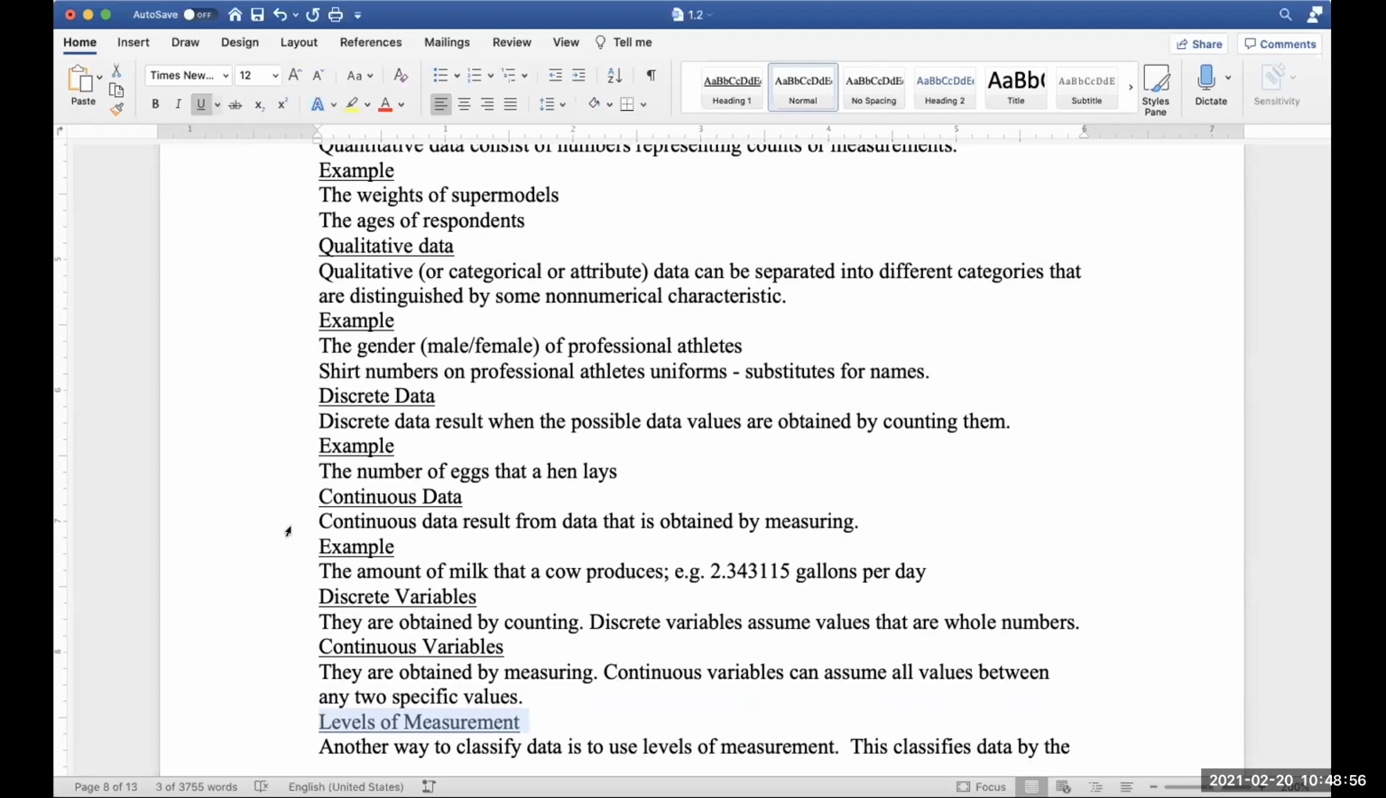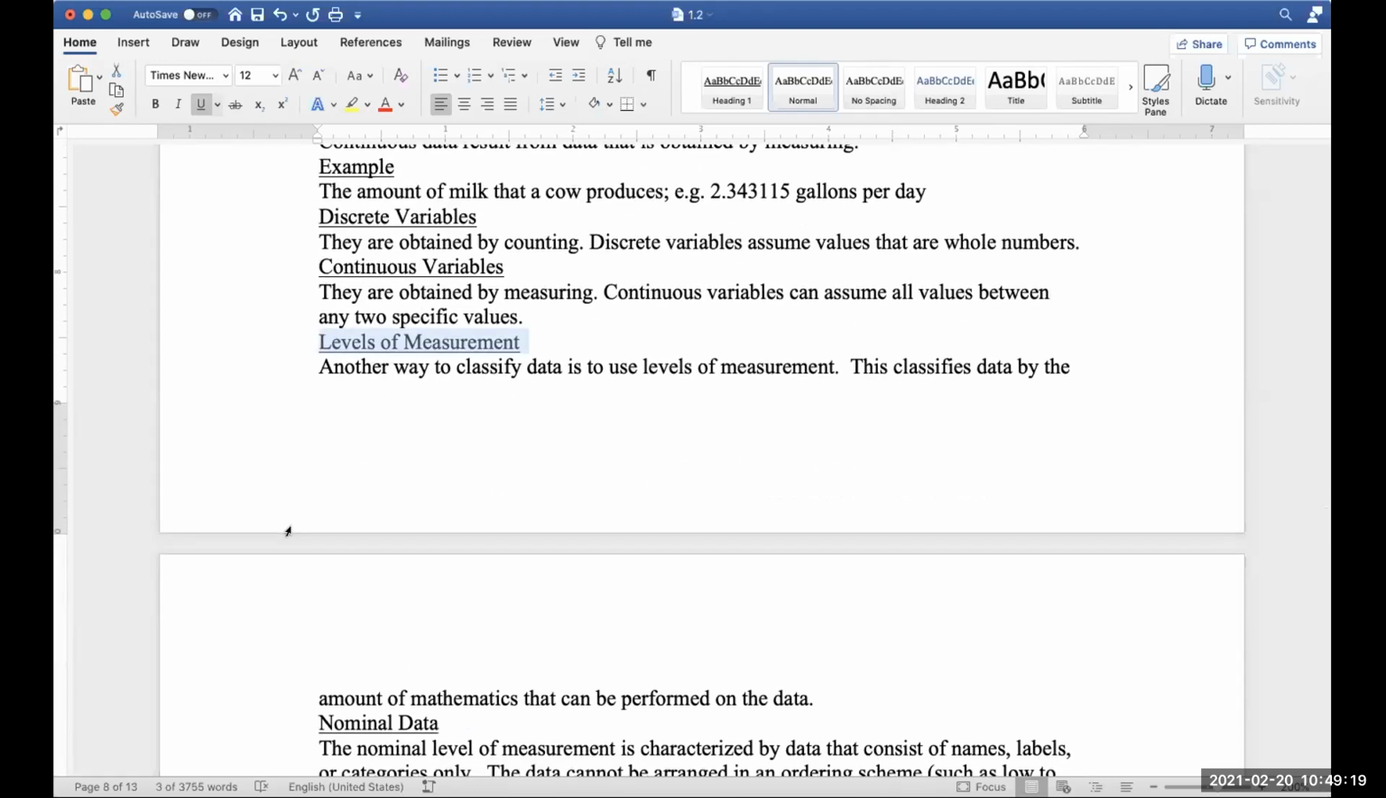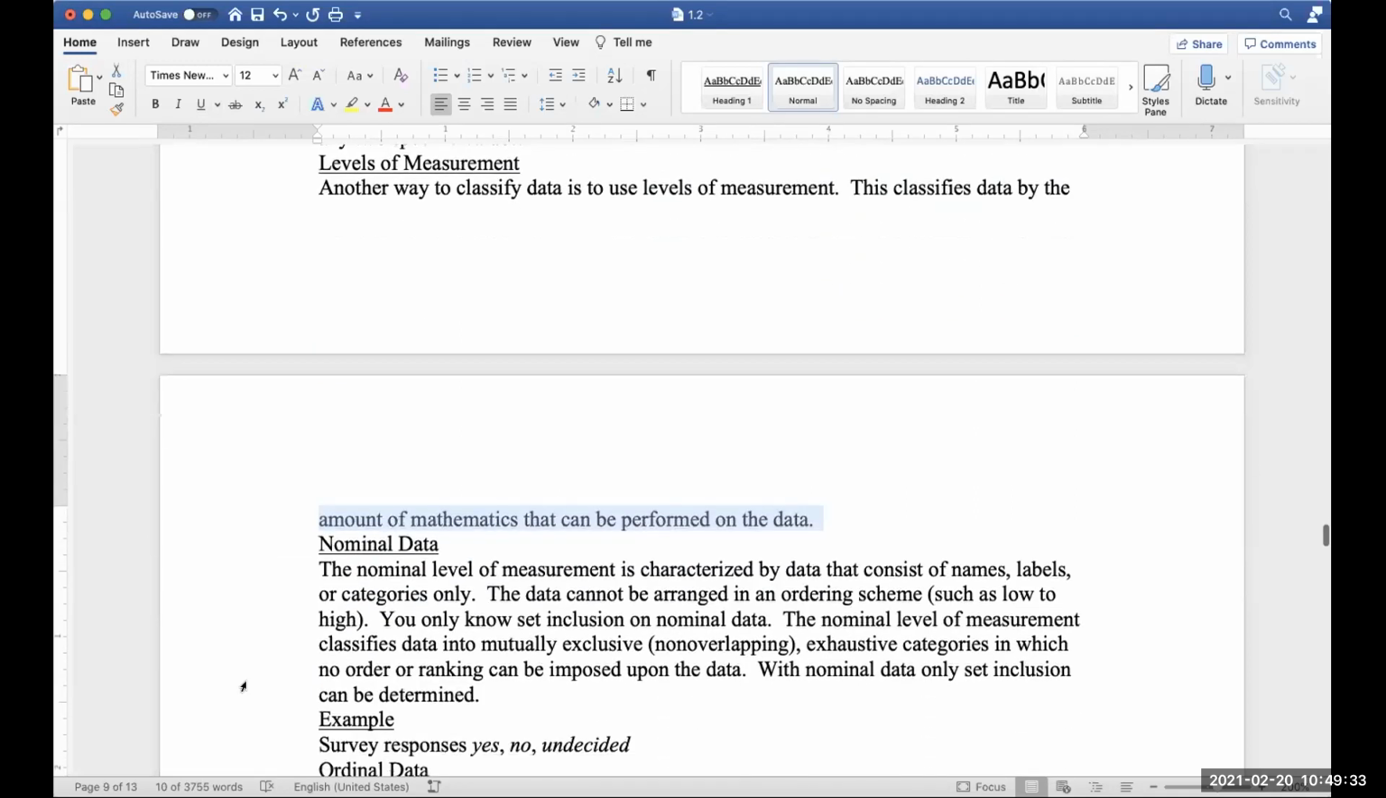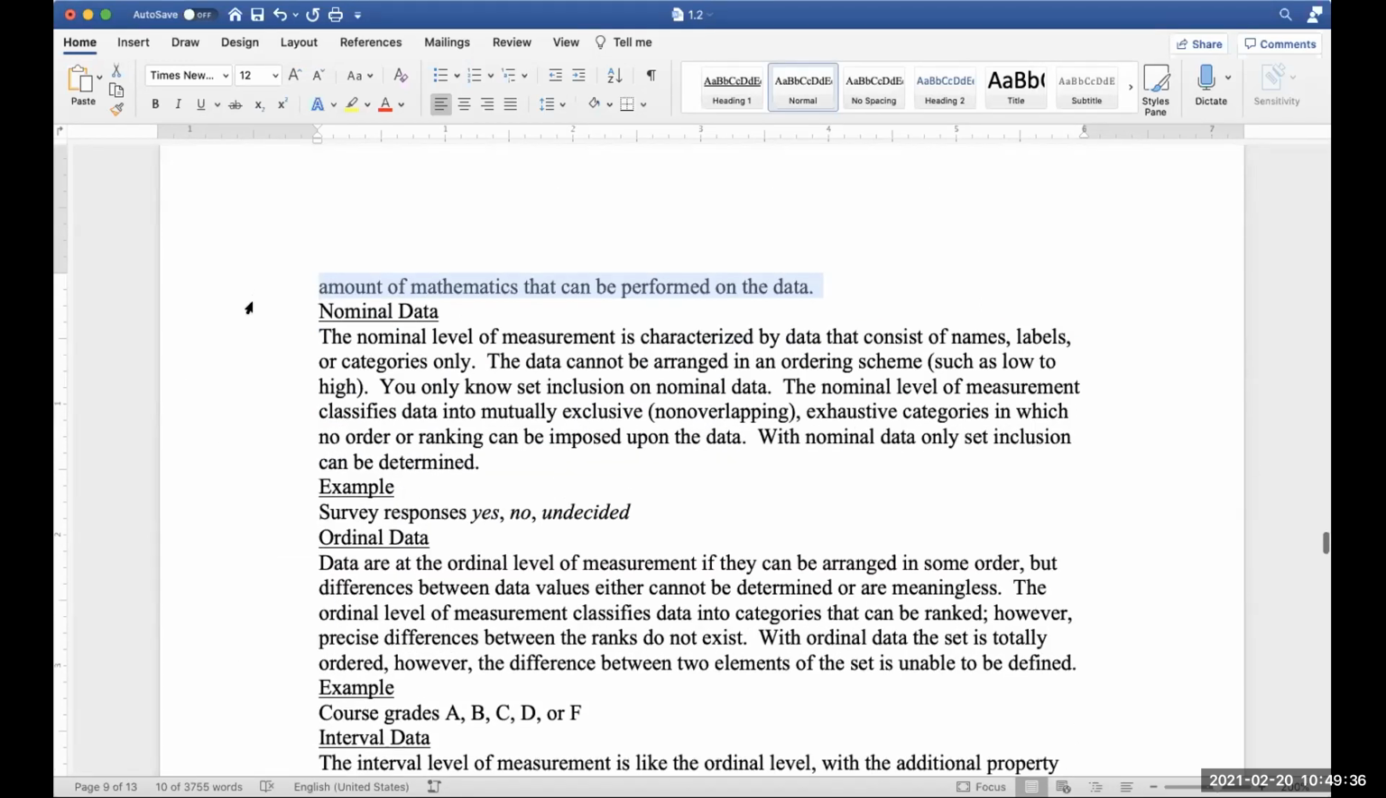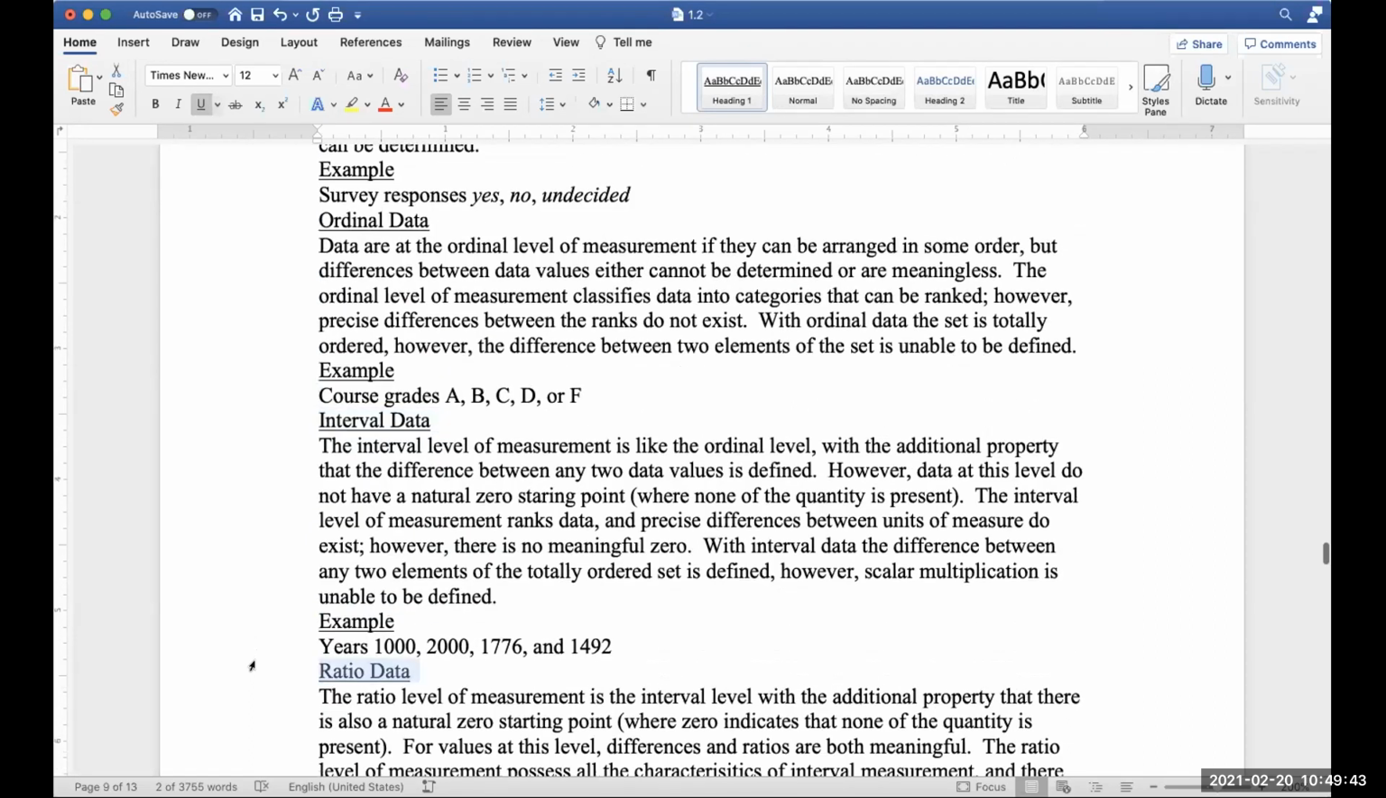Now, there's another way of categorizing data, and it is with the amount of mathematics that I can perform on the data. These are called levels of measurement. And so we have several different types of levels of measurement. This classifies data by the amount of mathematics that can be performed on the data. So there's nominal data, ordinal data, interval data, and ratio data.